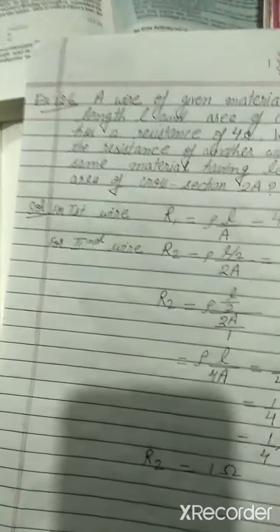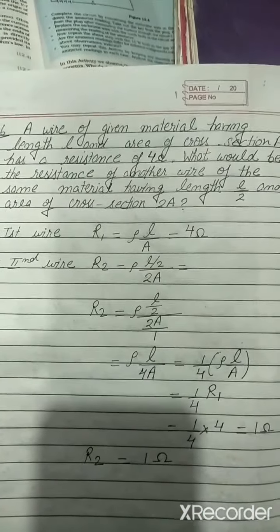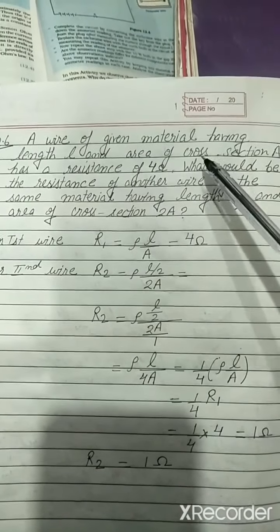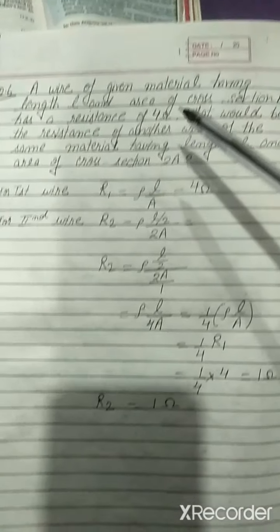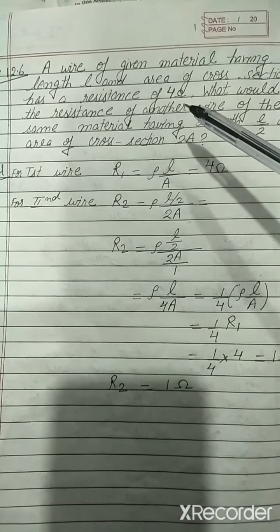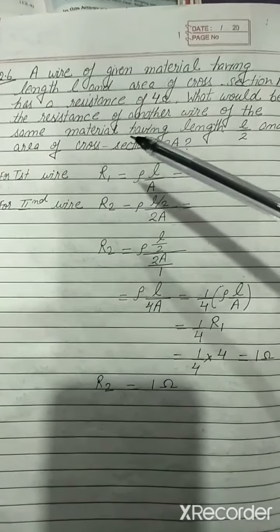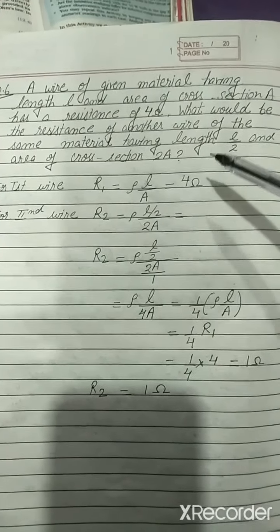Now another example. Suppose a wire of given material having length L and area of cross section capital A has a resistance of 4 ohm. Resistance is given, right? So what would be the resistance of another wire of the same material having length L by 2 and area of cross section 2A?